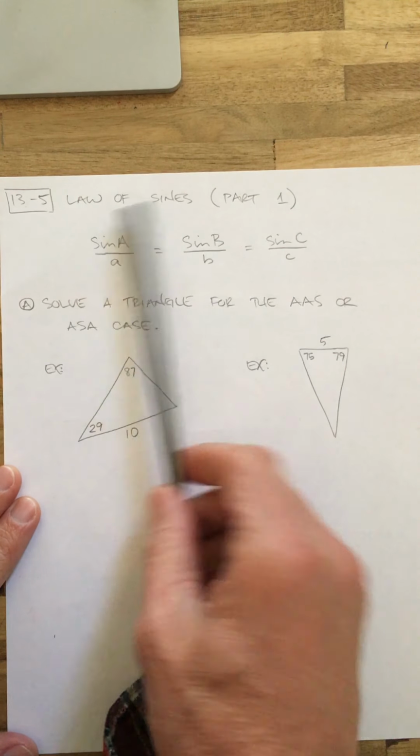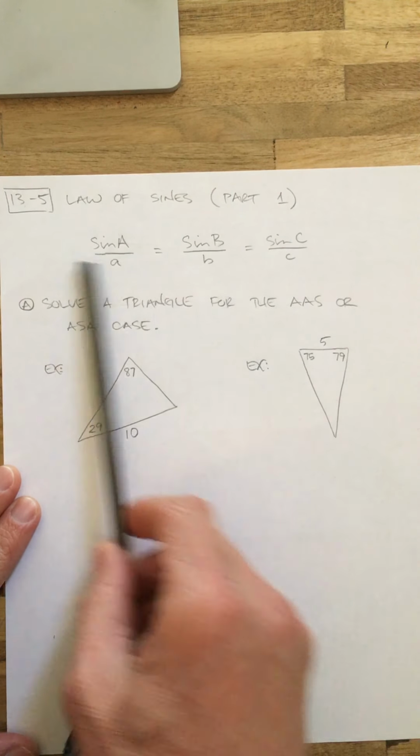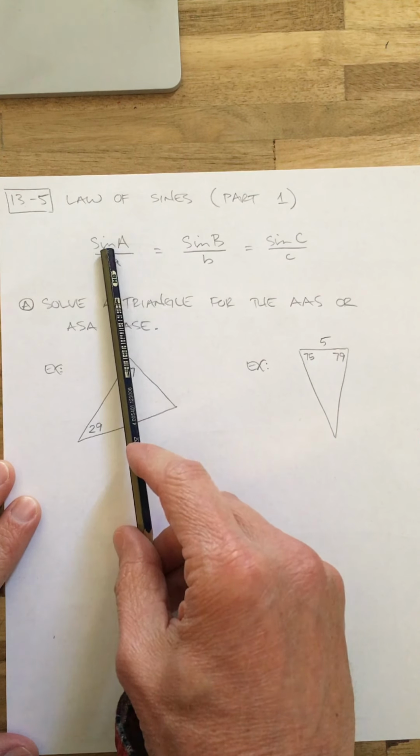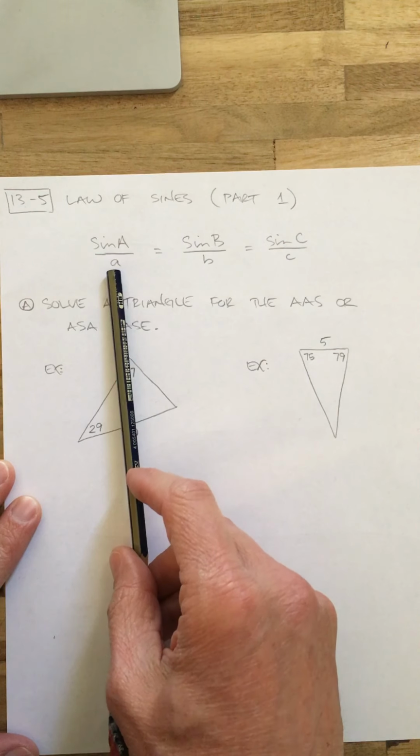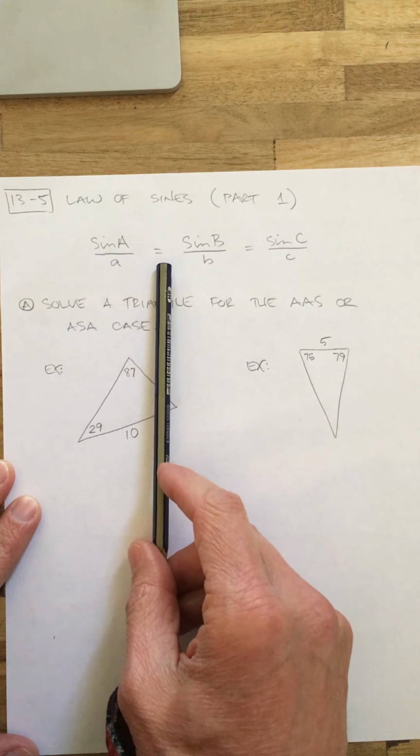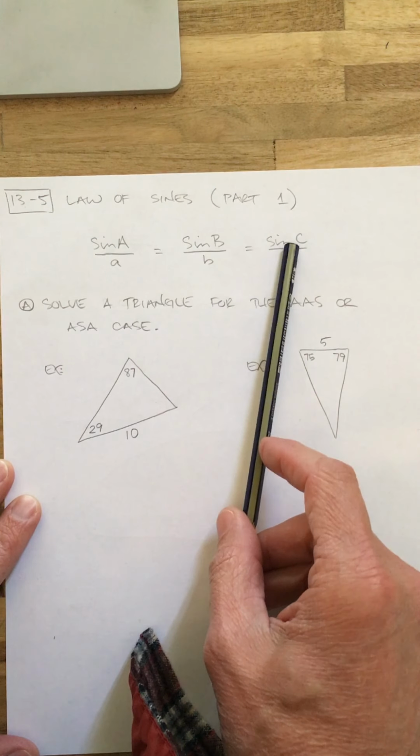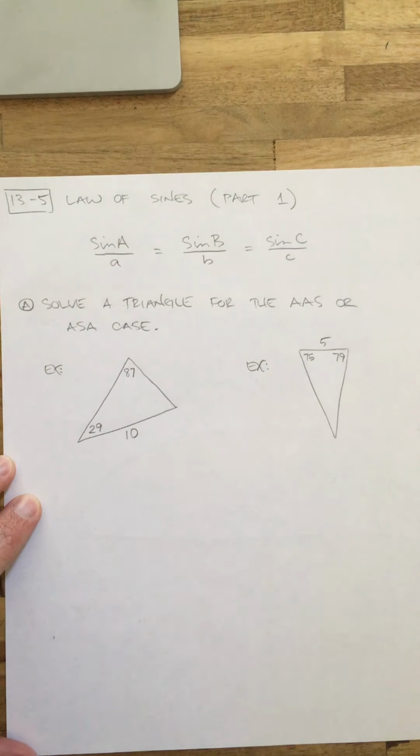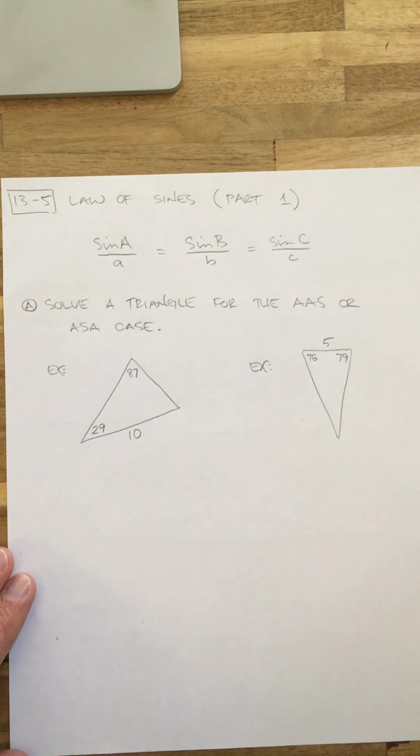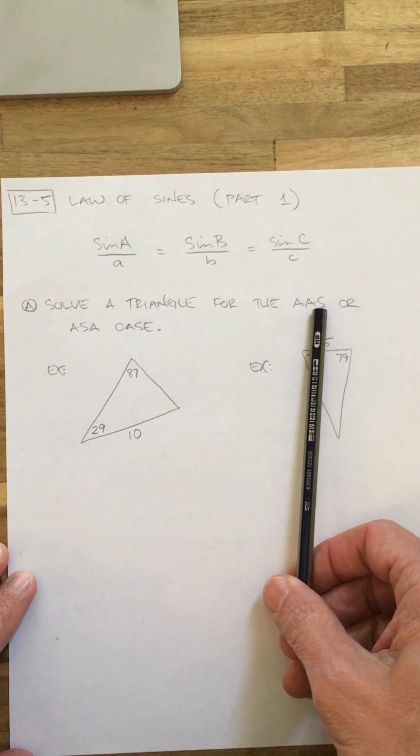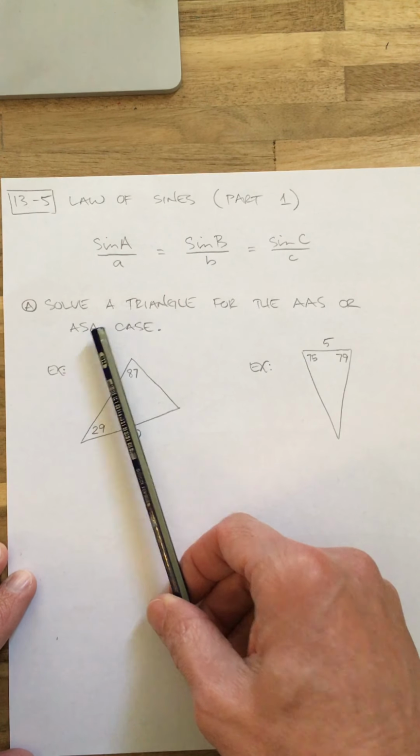First thing you need to know is the law of sines. It's a pretty basic thing to memorize, okay? The law of sines says that the sine of angle A over the side A, or the side across from it, is equal to the sine of angle B over the side across from angle B, which is equal to the sine of angle C over side C, okay? And it will get kind of complicated, but for right now, I'm just going to make it pretty easy for you, okay? We're going to solve a triangle for the AAS or ASA case, okay?